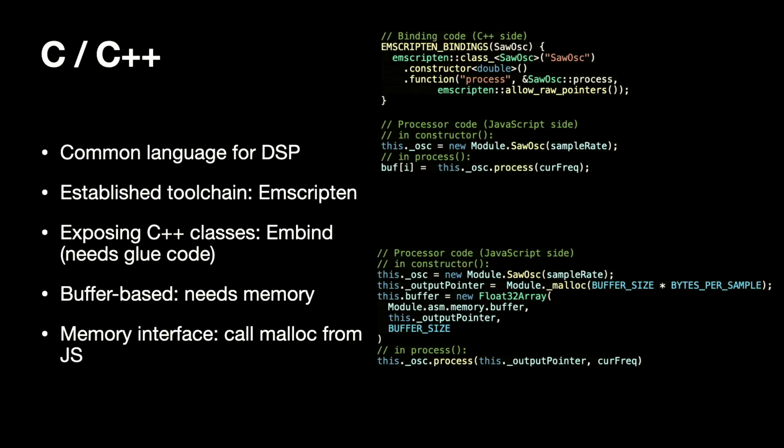The one on top is the sample-based example. And for the buffer-based example, you need to start thinking about memory. You need to think about how to share memory between JavaScript and WebAssembly. A common practice is to call the malloc function from the JavaScript side, then wrap the memory in a typed array and hand the pointer that you get from malloc to the WebAssembly side.